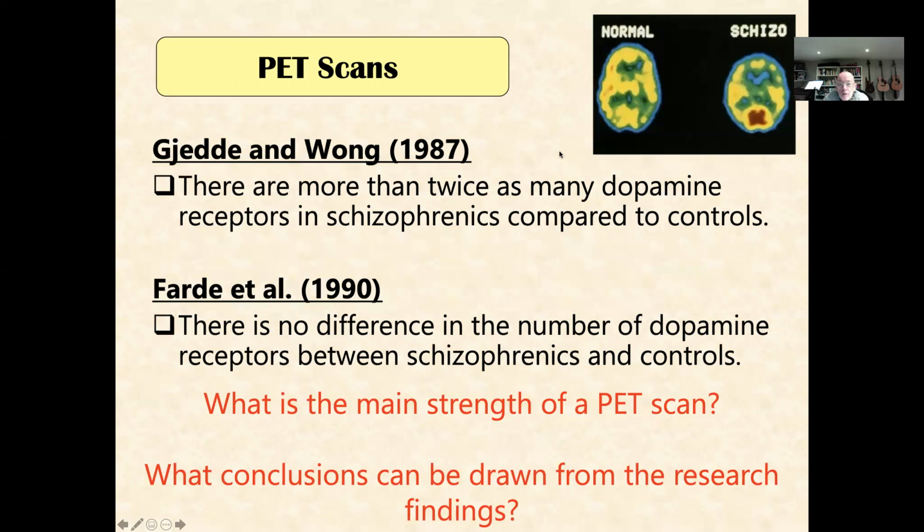PET scans, the evidence may be not quite so strong. So you've got one piece of research done by Zhedi and Wong in '87, and they found that people with schizophrenia had twice as many dopamine receptors as control people without schizophrenia. So that was in '87. On the other hand, Fardy et al. in 1990 suggested that in their research they couldn't find a difference in dopamine receptors between people with schizophrenia and those without. Okay, so again, there's a problem there. Maybe this evidence isn't as strong as the first two bits.